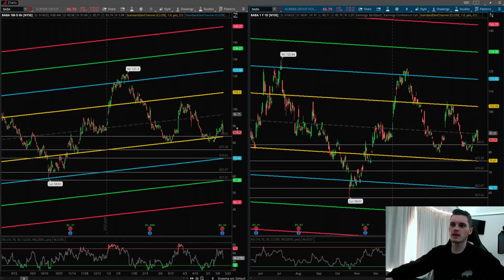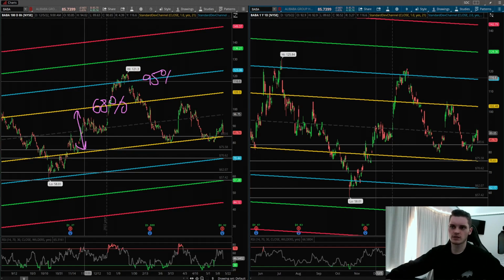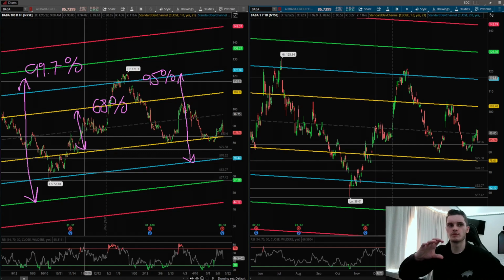The way you can pay attention to these levels, and if you already know what standard deviation is, this will make a lot more sense to you, is that these golden lines are the first deviation. So 68% of the data should trade within these gold lines. Then with these blue ones you have 95%, so 95% of data should trade within these blue lines. And going on to the green ones, these are usually the best ones because 99.7% of the data should trade within these. And the longer time you go out, the stronger these levels are going to be.